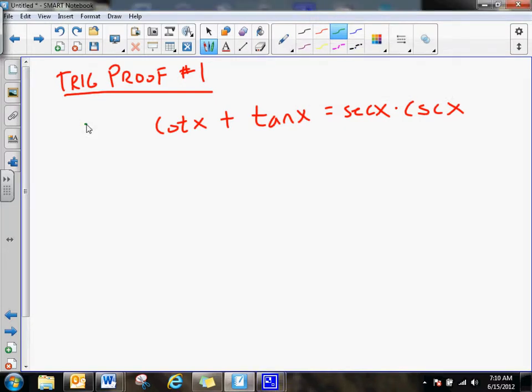All right, here we go. Two examples of trig proofs. Two really good examples showing us the value of a couple techniques here.